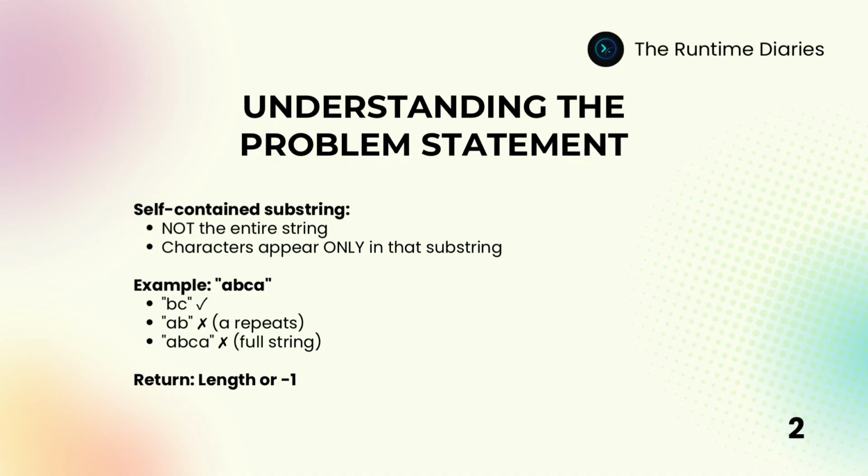Our job is to return the length of the longest valid substring, or return -1 if no valid substring exists. This definition is strict on purpose. It forces you to think globally about where characters appear across the entire string, not just locally within a window.